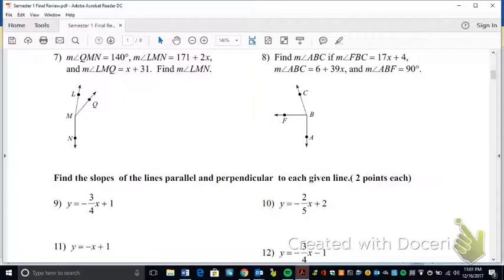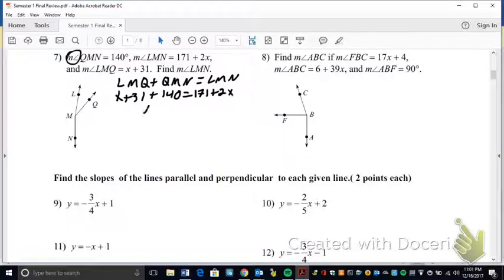Moving on. So now we're at 7. These 2 are just like the other ones. Want to set up LMQ plus QMN equals LMN. Plug everything in. X plus 31 plus 140 equals 171 plus 2x. Combine like terms. X plus 171 equals 171 plus 2x. Subtract x from both sides. I get 171 equals 171 plus x.